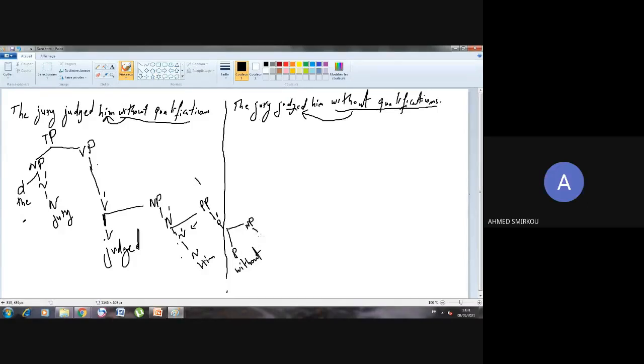N bar, N, etc. From the NP, one N bar, and from the N bar, one noun, which is qualifications. So this is the first interpretation. It means that the PP without qualifications modifies him. It refers to him. It is sister to the N bar that includes him.